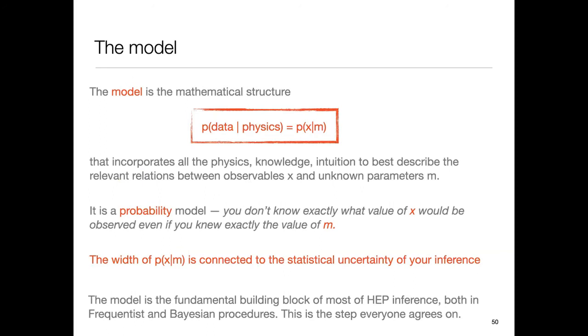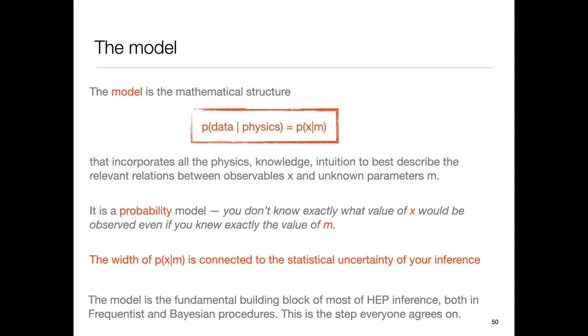So the model is a mathematical structure, which I identify here in this symbolic language as P. And this is the probability of observing the data given, this vertical bar expresses conditionality, given that there is some physics going on, okay? So the probability of the data given the physics, or in the language we just used so far, the probability of observing X given a theory parameter M.